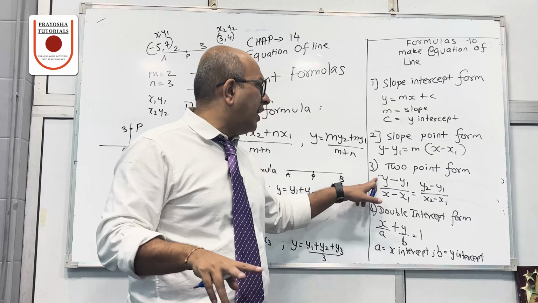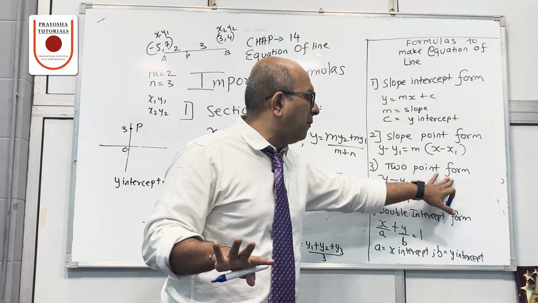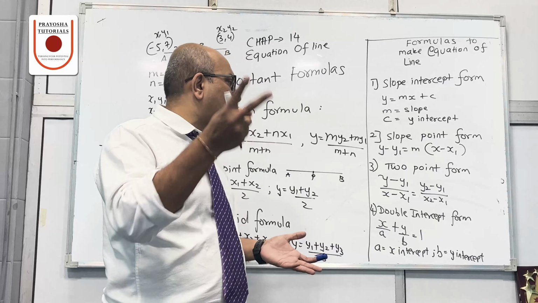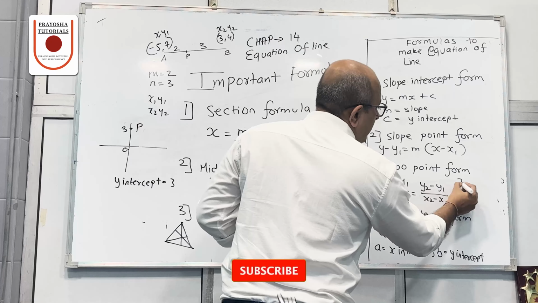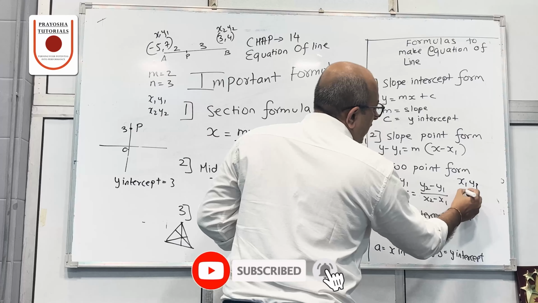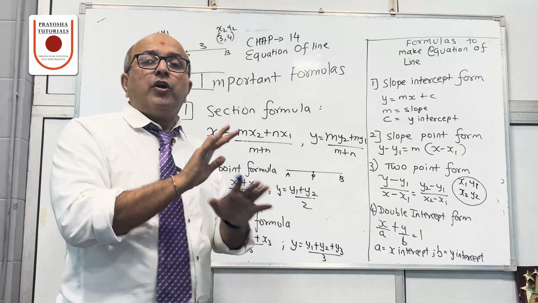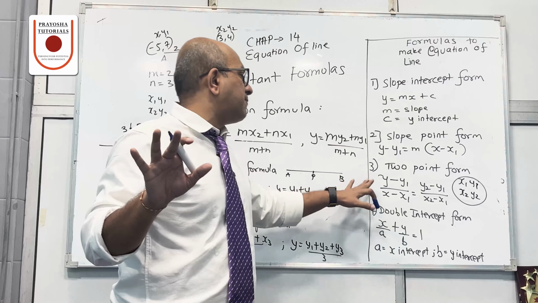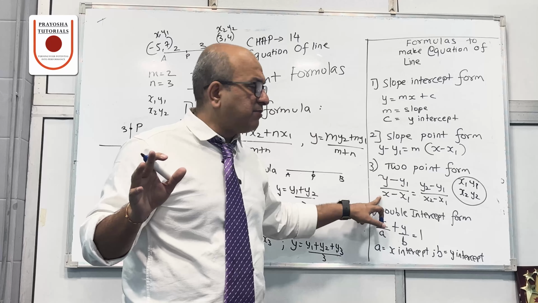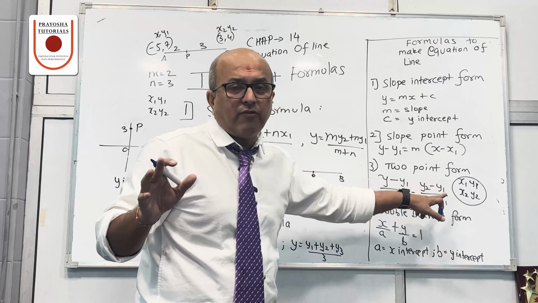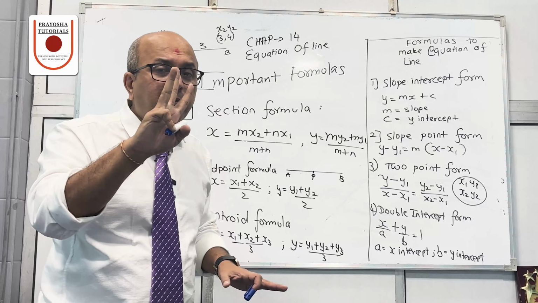Now the third formula, which is very easy, two-point form, which clearly suggests you will have two coordinates, you will have two points, you will have x1, y1 and you will have x2, y2. So when you have these two points, you don't have to think anything and just substitute in the two-point form: (y minus y1) upon (x minus x1) is equal to (y2 minus y1) upon (x2 minus x1). So this is our third formula.